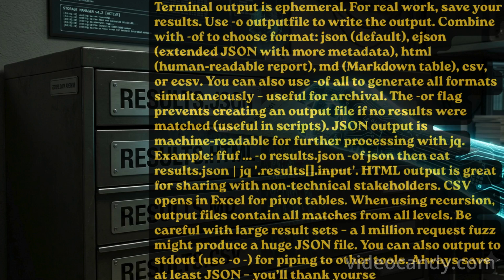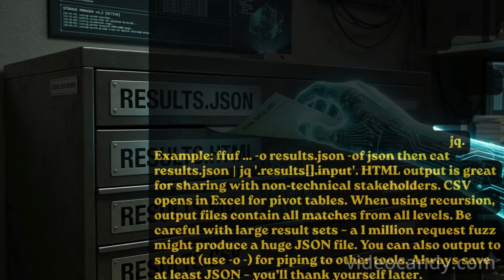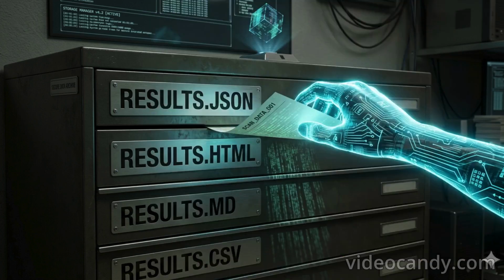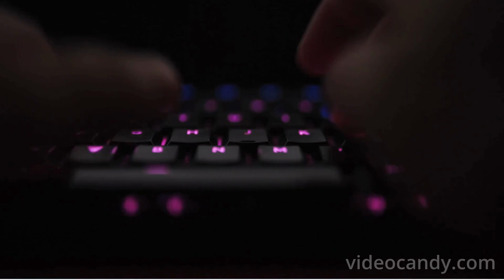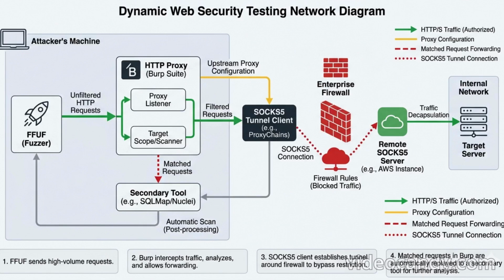You can also output to stdout. Use -o - for piping to other tools. Always save at least JSON. You'll thank yourself later. Sometimes you want to inspect all traffic in another tool like Burp Suite or OWASP ZAP.